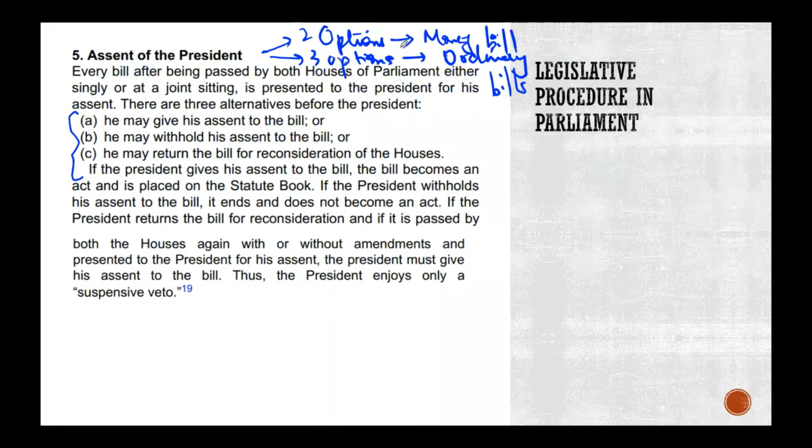He'll give his assent, because it is introduced on the recommendation of the president. Okay, so just be very clear with all of these things.